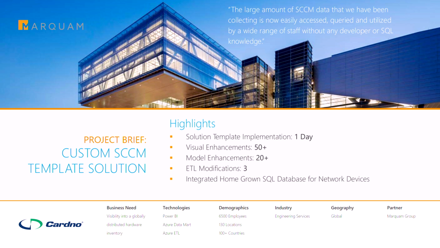We ended up making over 50 visual enhancements. That's new reports, new visuals. We made about 20 to 30 model enhancements, so new measures, new KPIs. What was interesting, though, is we only changed the ETL process 3 times. And I think that talks to the soundness of the data model and the soundness of the ETL design. So the underlying data model here was very strong, and it really allowed us to focus on the front end and the visualizations and the reports.